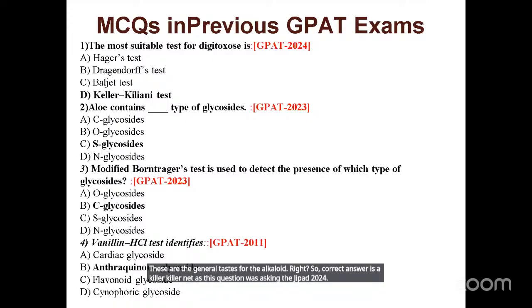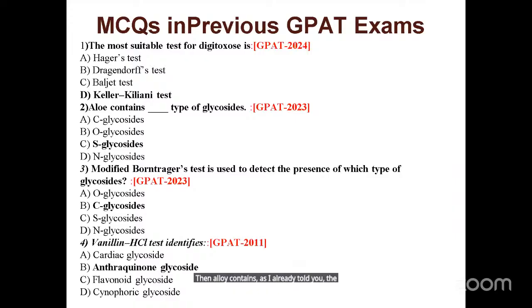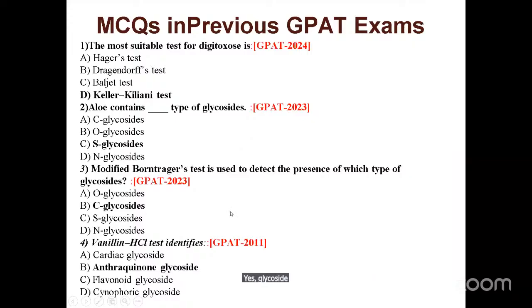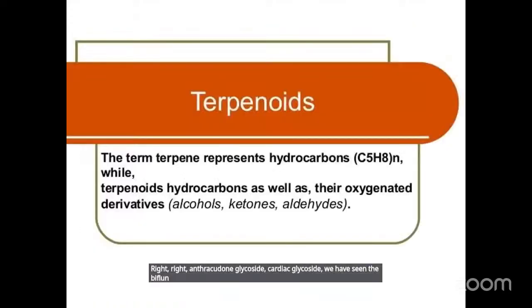Then glycosides contain, as I already told you, the classification which is based on the glycosidic linkage. So C glycoside, O glycoside, S glycoside, N glycoside. Modified Borntrager test is for the C glycoside, right? Then there is vanillin. This is the general test you have to remember. Vanillin hydrochloride test is a general test for the anthraquinone glycoside. Right. Anthraquinone glycoside, cardiac glycoside. We have seen the bioflavonoid. We have discussed some tests.